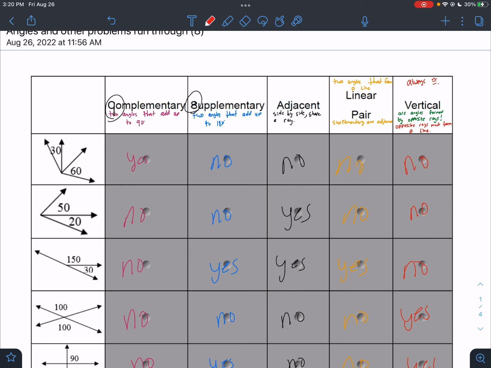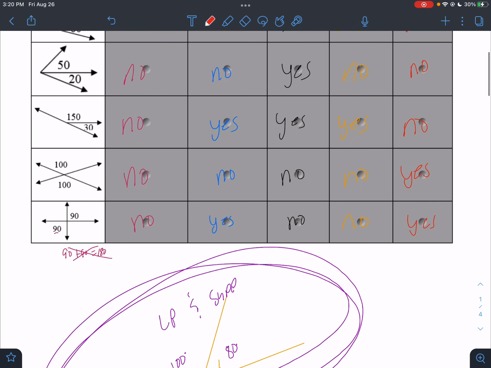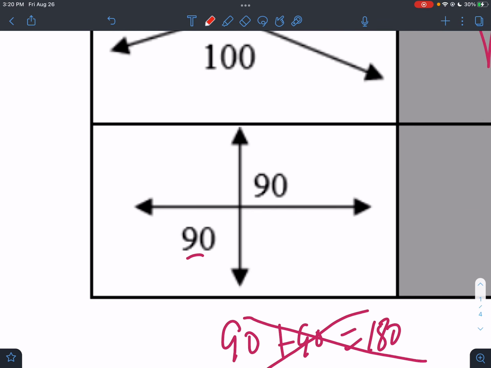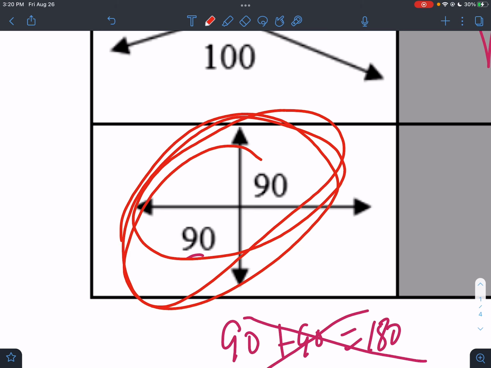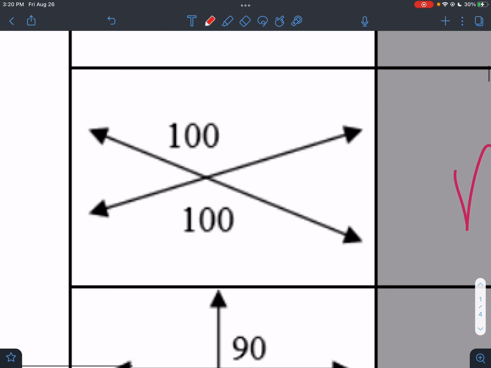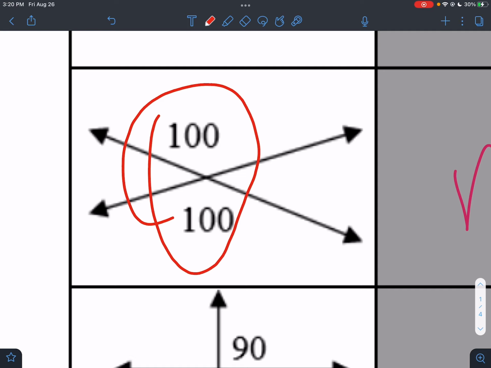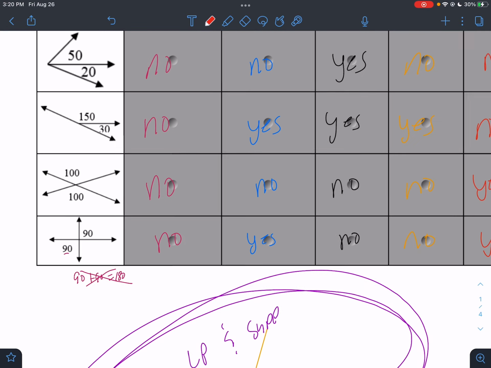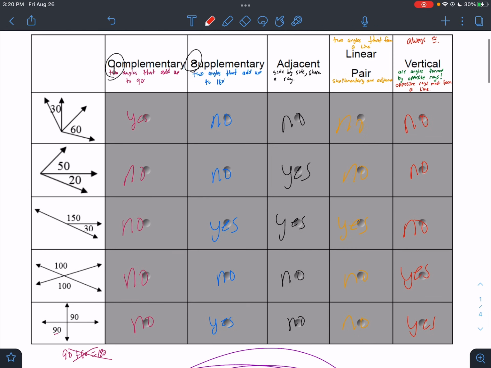So here's some good questions. Sometimes, always, or never. Vertical angles are supplementary. Can that happen? Yes, those are vertical angles. Those are supplementary. Does it have to happen? No. These are vertical angles. Those are not supplementary. So sometimes, always, or never. Vertical angles are supplementary. Sometimes they are. They would have to be exactly 90, but they can be.